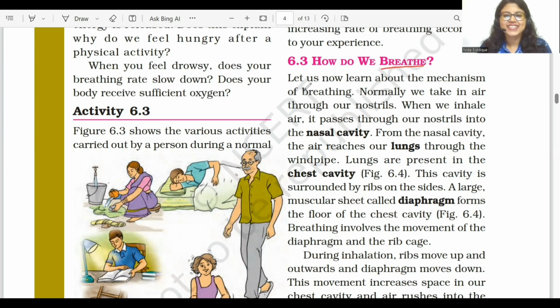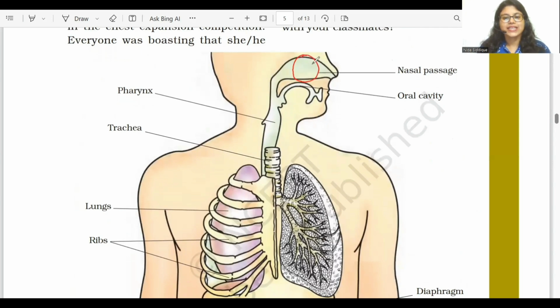So let's get started. Let us now learn about the mechanism of breathing. We all know that we take in the air through our nostrils. आप लोगों को याद होगा कि हमने last session में पढ़ा था nostrils are these holes in the nose. So हम यहाँ से सांस अंदर लेते हैं. When we inhale the air, it will pass through our nostrils into the nasal cavity. So nose के ऊपर एक space है, एक जगह है, cavity है, उसे हम nasal cavity कहते हैं. I'll show you the nasal cavity. This area is called the nasal cavity or the nasal passage, the area that is present above your nose.